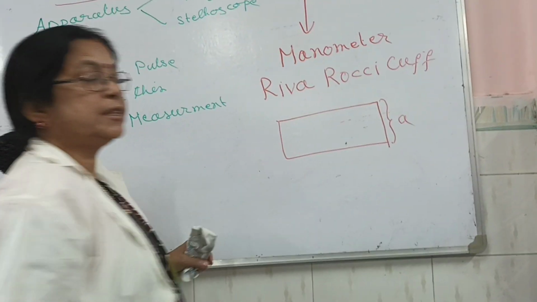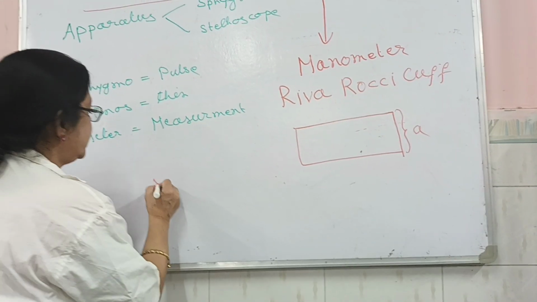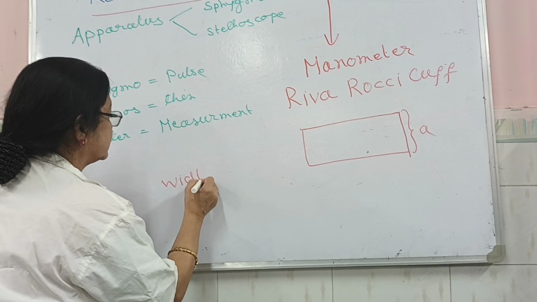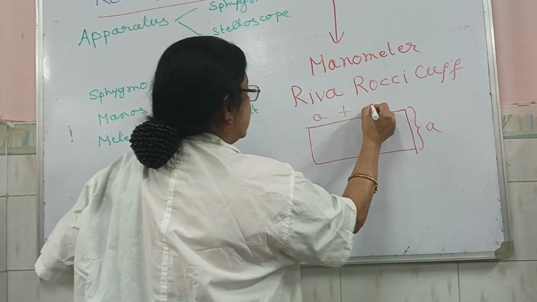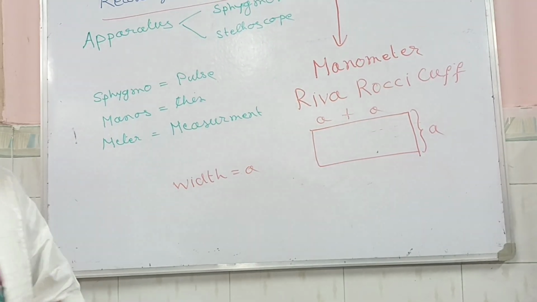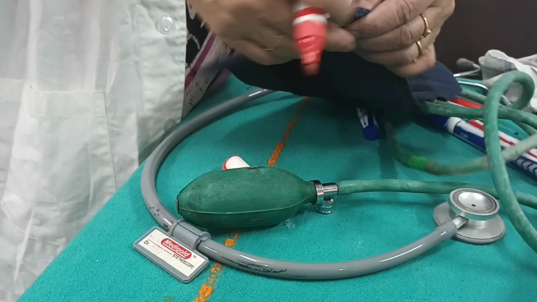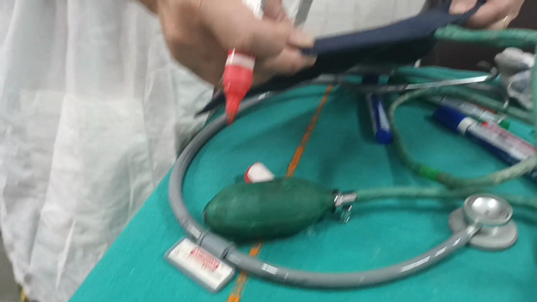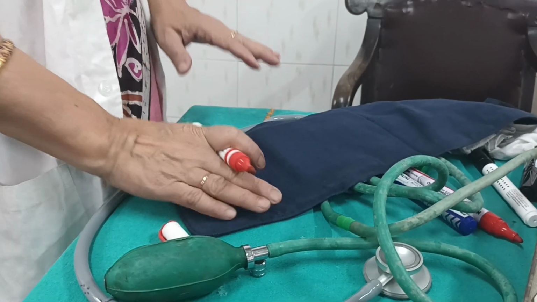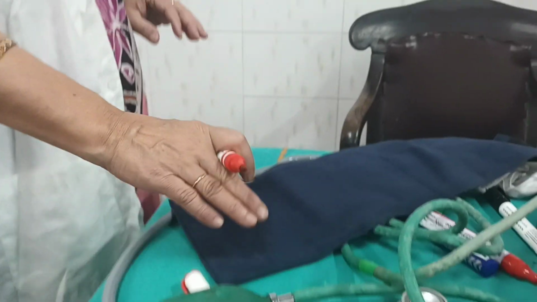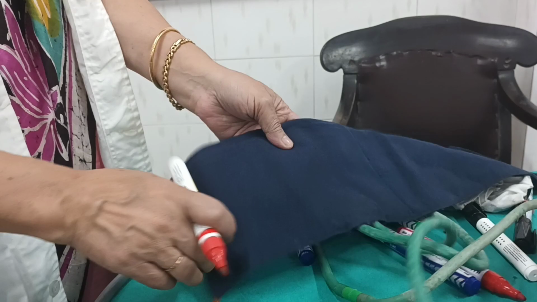If the width of the cup is A, then the length will be A plus A. But this is only for this part. This portion is A, and this portion is A plus A. The Riva-Rocci cup is very important because we are obliterating the artery through this cup.